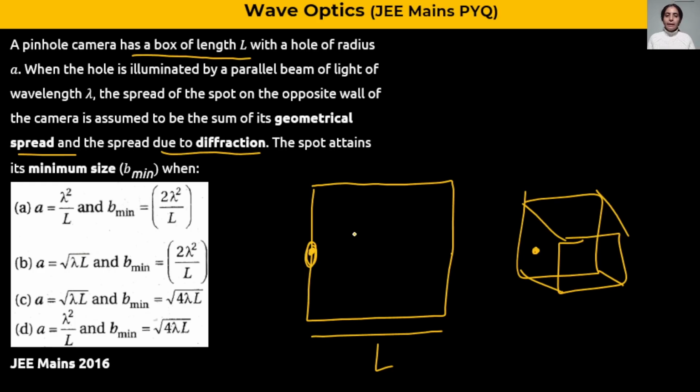Our question says that the spread of a spot on the opposite wall of the camera is assumed to be the sum of its geometrical spread and the spread due to diffraction. So the spread here, suppose it spreads over this much area, this length is the sum of the geometrical spread and the diffraction spread. So how much did we get for the diffraction spread? 2 lambda by a into L. What will be the geometrical spread?